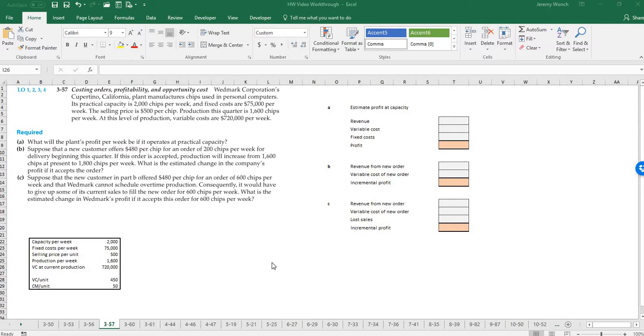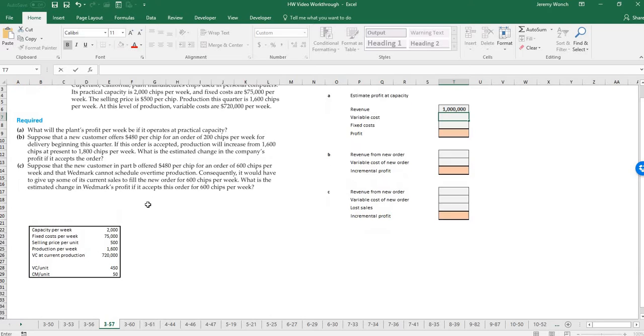So it says, what will the plant's profit per week be if it operates at practical capacity? So if it operates at 2,000 units. If we go here to part A, the revenue would be their intended 2,000 chips times $500 per chip, so it'd be $1 million. Their variable cost would be, let me back up.